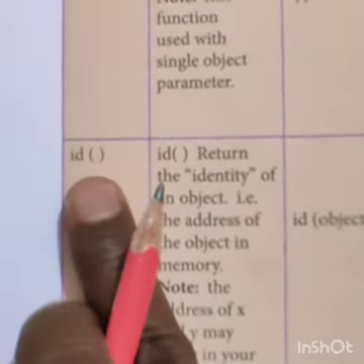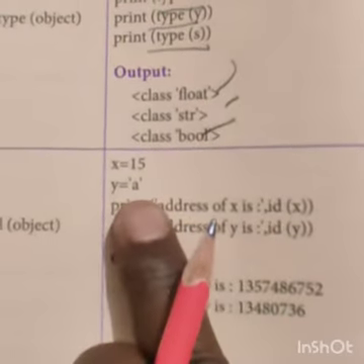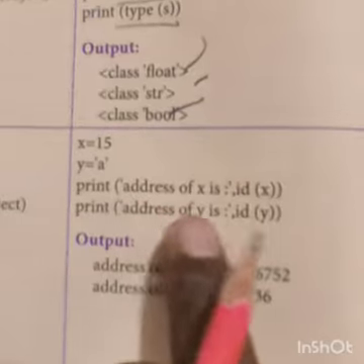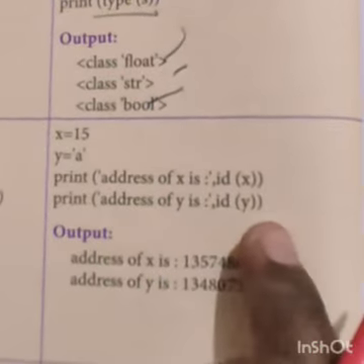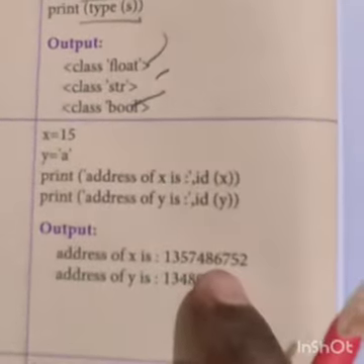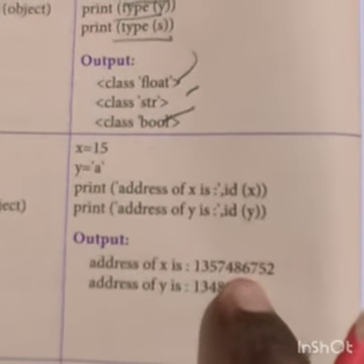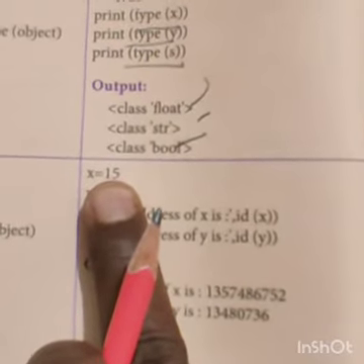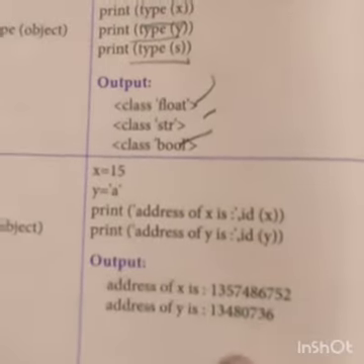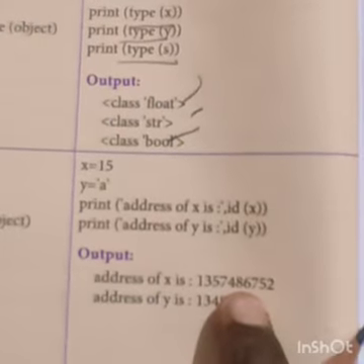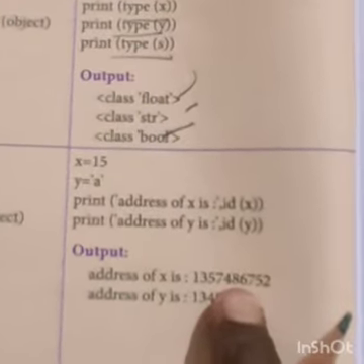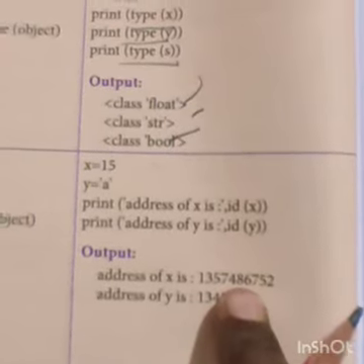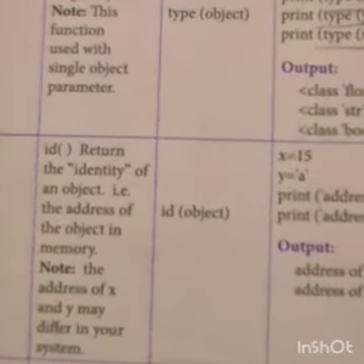Okay. Next, what is this? That is ID. ID means what? See here, x is equal to 15, y is equal to a. See here, print the address of id(x), id(y). What is this? Address. For this 15, the computer will give you one address. Where this 15 is stored, that address only it gives you. So this address, each and every time, will be changed.